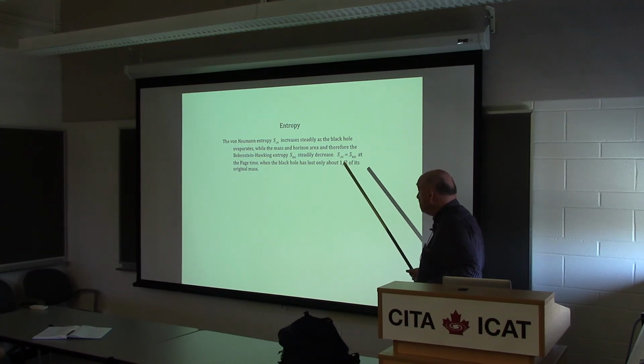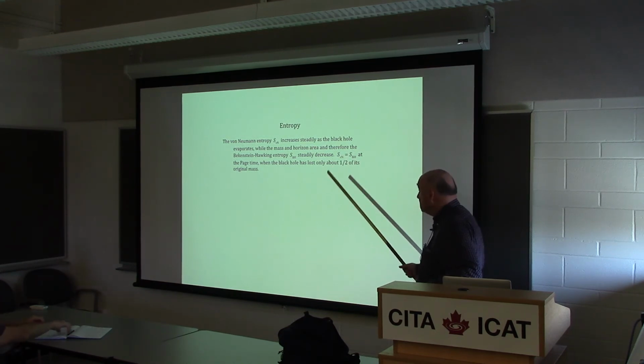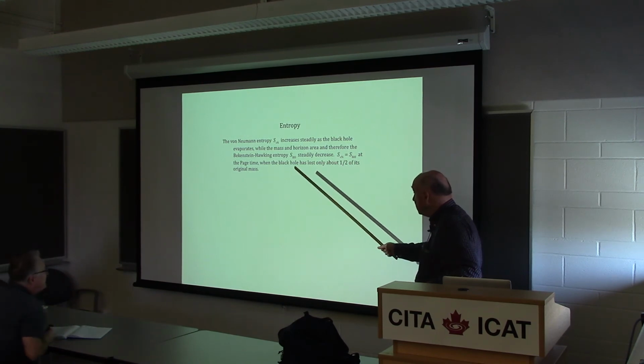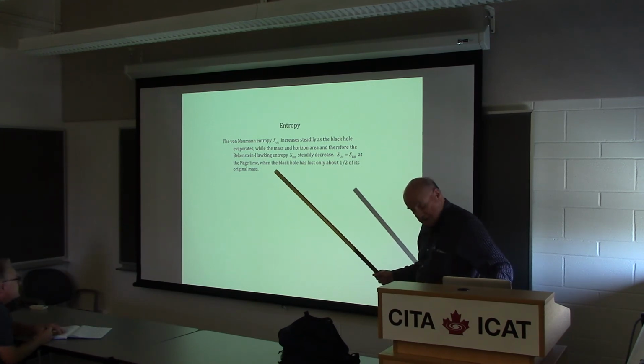And the horizon area of the black hole steadily shrinks as it loses energy, loses mass. And so there's this crossing point, what's called the Page time, when the black hole has only lost about half its original mass.